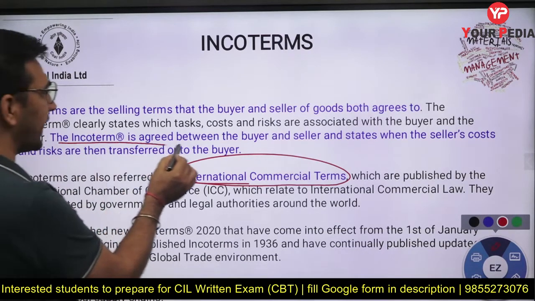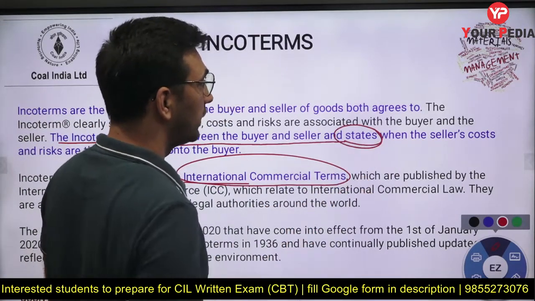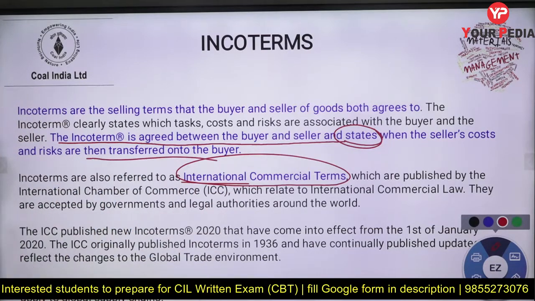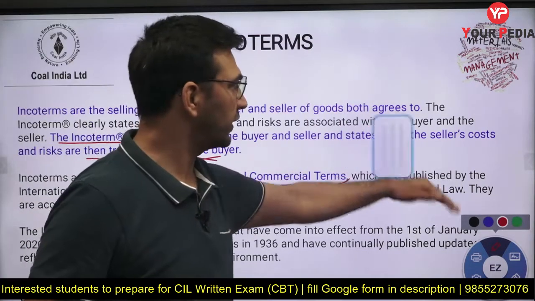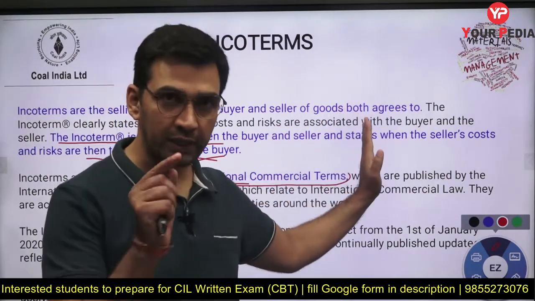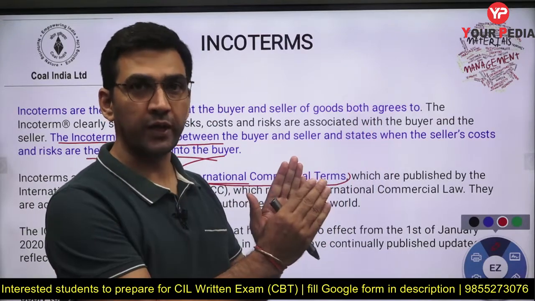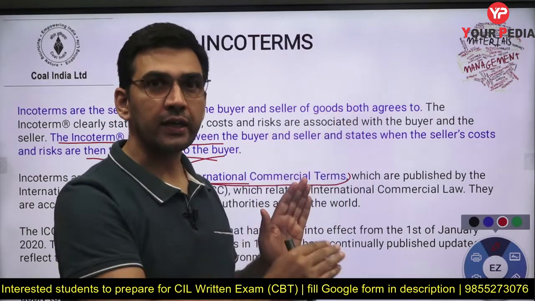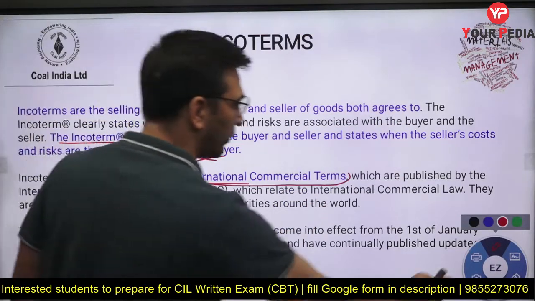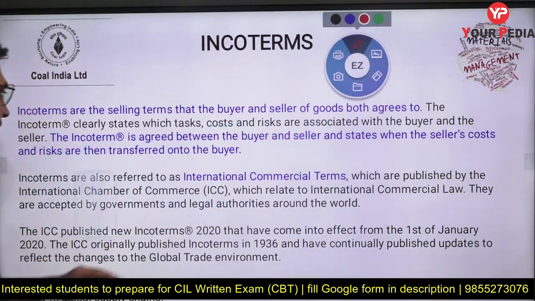The Inco term is agreed between the buyer and seller and states when the seller's costs and risk are transferred to the buyer. As I told you, they are agreed between them, and it also clearly mentions from what point along that journey the risk will be transferred from the seller to the buyer. That is also mentioned there clearly. That means the term will explain it clearly.